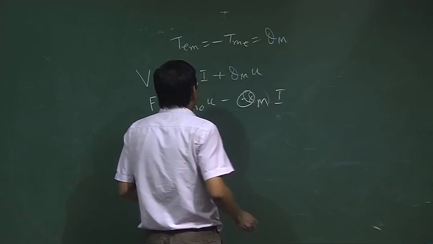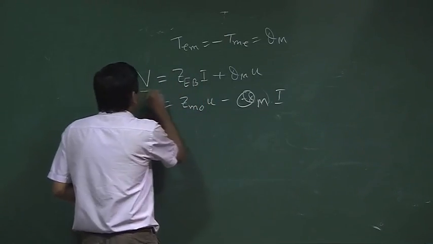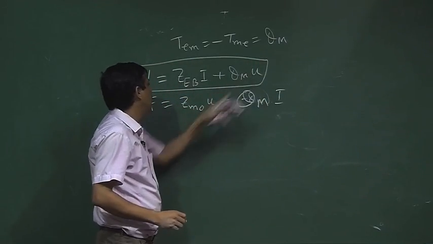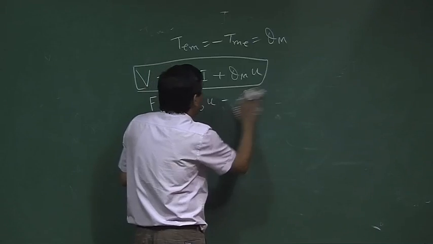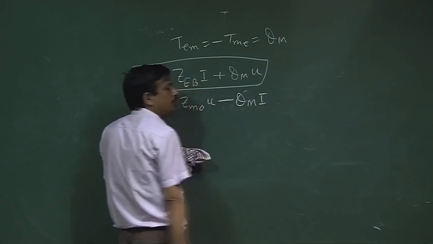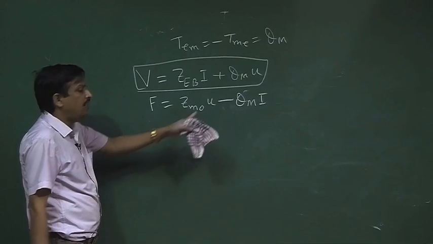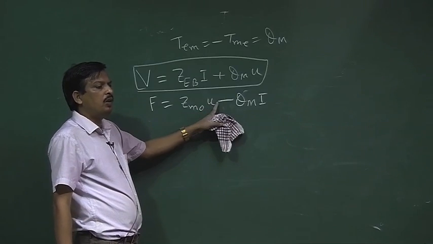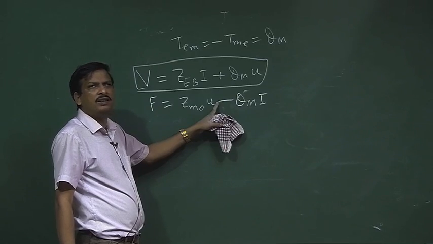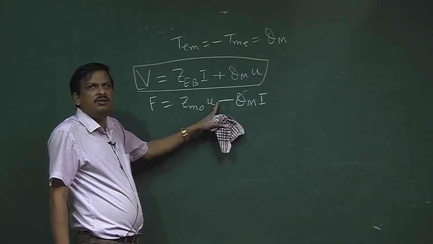So, in that case, what is happening? V is equal to ZdV into I plus phi m U, but the force equation has a minus phi m into I. So, minus phi m into I, can I realize it? No.